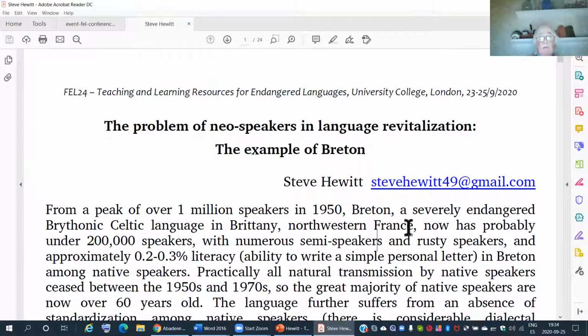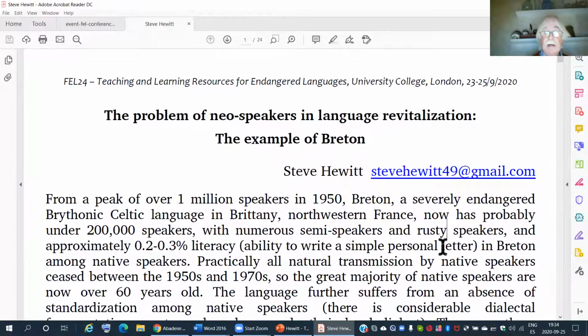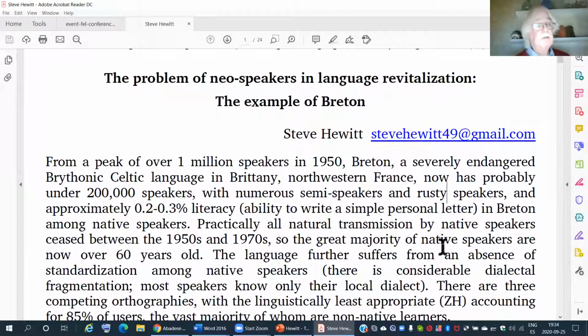Okay, so the problem of neo-speakers in language revitalization, the example of Breton. From a peak of over 1 million speakers in 1950, probably over that, Breton, a severely endangered Brythonic Celtic language in Brittany, northwestern France, now has probably under 200,000 speakers, with numerous semi-speakers and rusty speakers, and approximately 0.2 to 0.3% literacy among native speakers, as defined by the ability to write a simple personal letter.